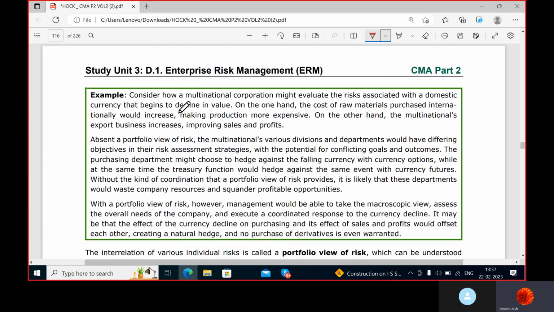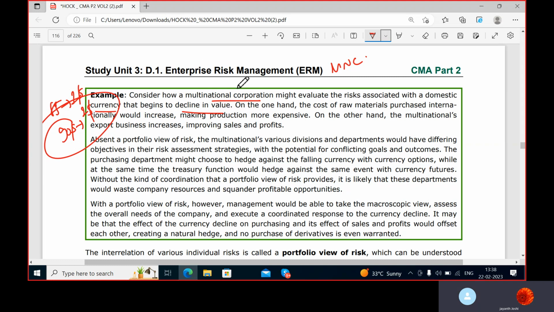How a multinational corporation might evaluate the risks associated with a domestic currency that begins to decline in value. So there's an MNC, and they are worried about the currency risk. They have their own domestic currency and its value is going down when compared to another currency. Let's say the Indian rupee is 85 for $1 right now. If it goes to 90, the Indian currency is falling, correct? In fact that's good for us because our goods are going to become cheaper in the outside market, but our imports can be very costly.